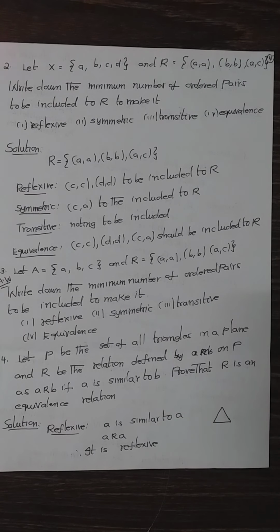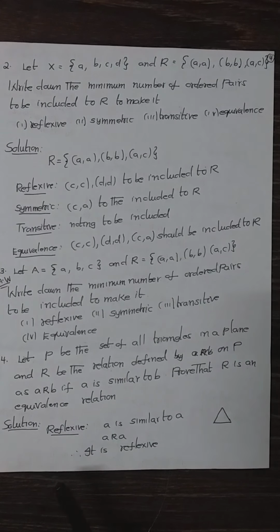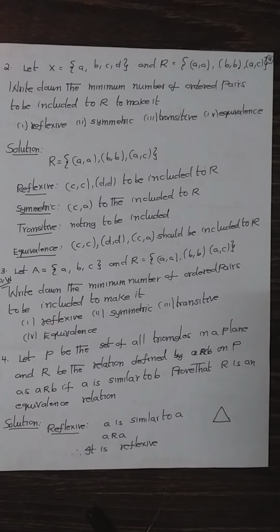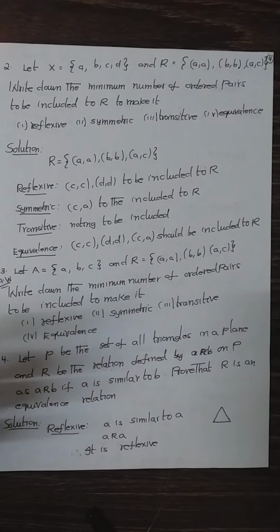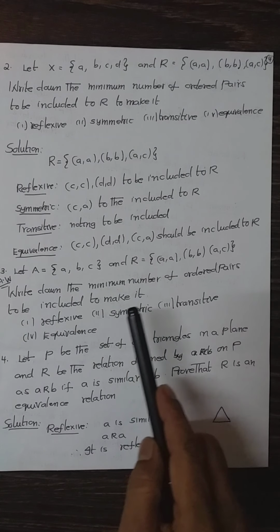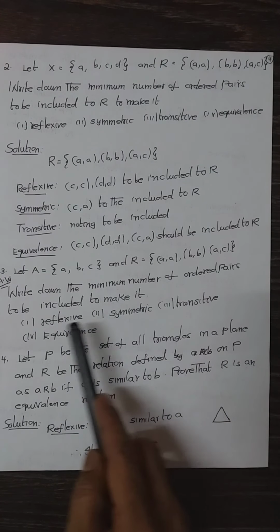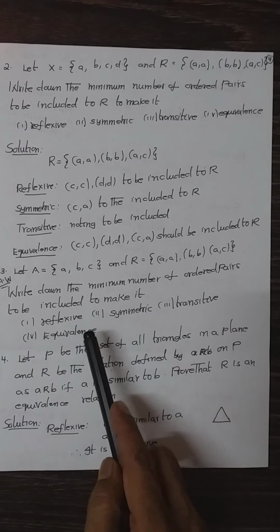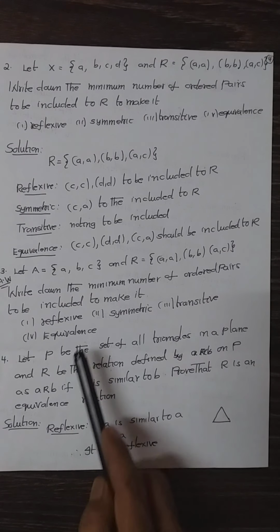If they give the ordered pairs like this, it is very easy for you students. Third one, same model, you can do by yourself. That's why I am not explaining. Okay, just I will read out. Sorry students, let A be the set containing a, b, c. R is equal to the set containing (a,a), (b,b), (c,c). Write down the minimum number of ordered pairs to be included to make it number 1 reflexive, number 2 symmetric, number 3 transitive, number 4 equivalence.